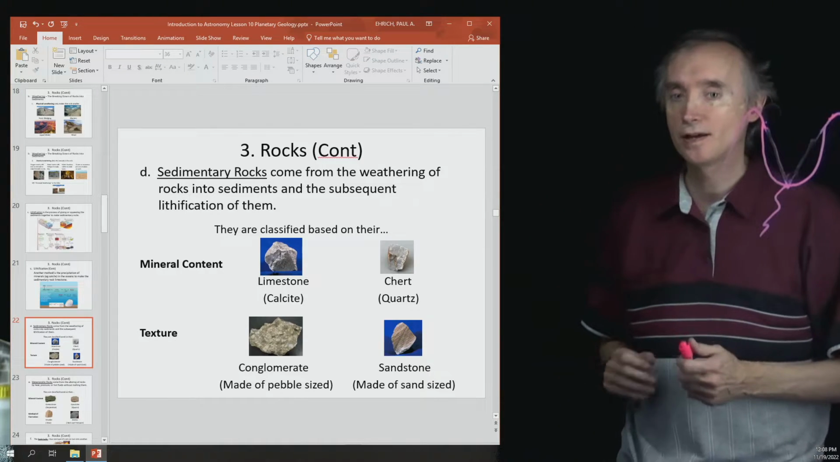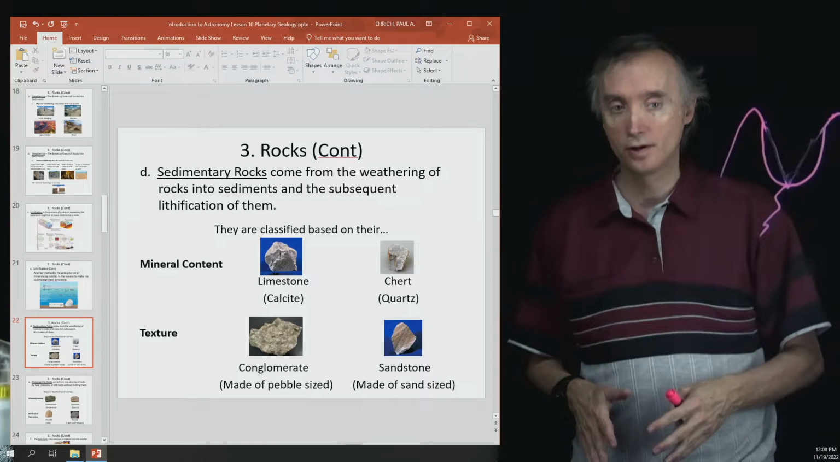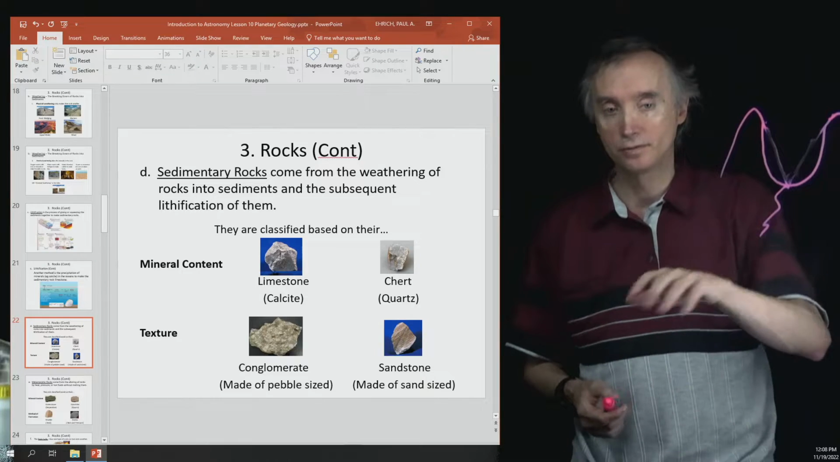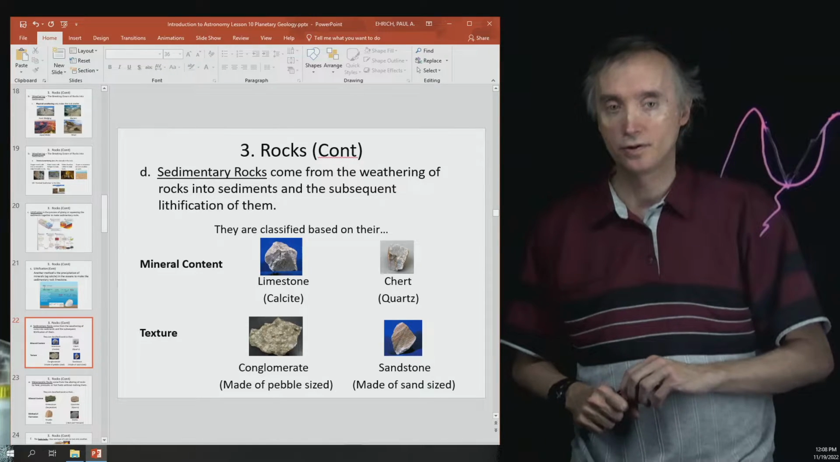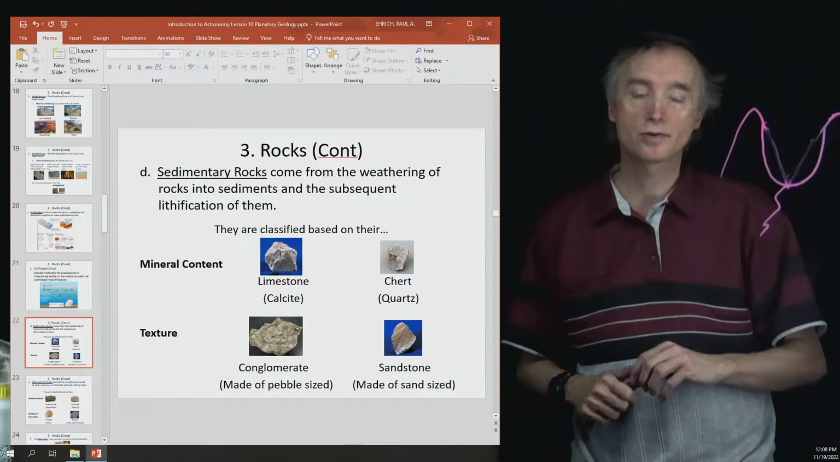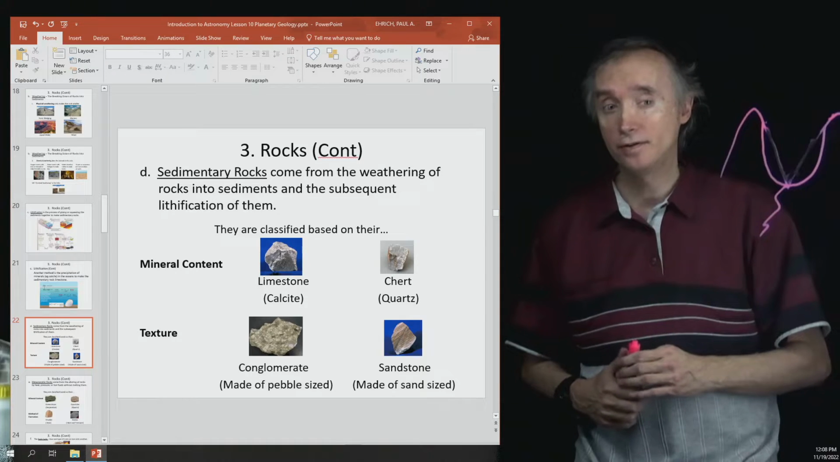So notice that sedimentary rocks tend to form at the surface of the earth, whereas the igneous rocks tend to form deeper inside the earth. So under surface pressures and temperatures, sedimentary rocks are going to be the most stable. How will we classify them?